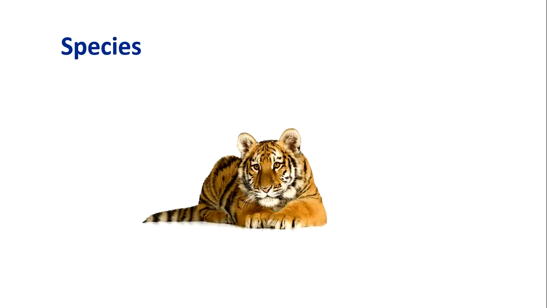Now we come to the narrowest group an organism can be classified into. It's a species. A species contains only organisms that are very closely related. A tiger and a lion may share many traits, but they are not similar enough to be the same species. So a tiger itself is a different species, and a lion itself is a different species.